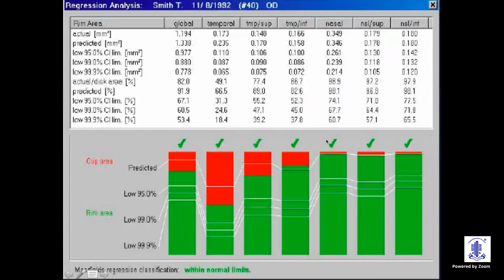So in HRT printout, for the Moorfield regression analysis, you will get a printout like this. You will have a cup area shown by red, and the rim area shown by green. And these are the 6 sectors which are scanned. If you look, there is a predicted value, a low 95%, a low 99%, and a low 99.9%, which are lines drawn here.